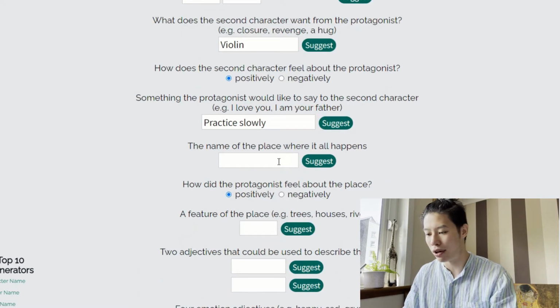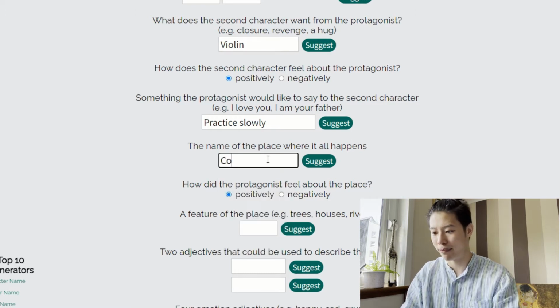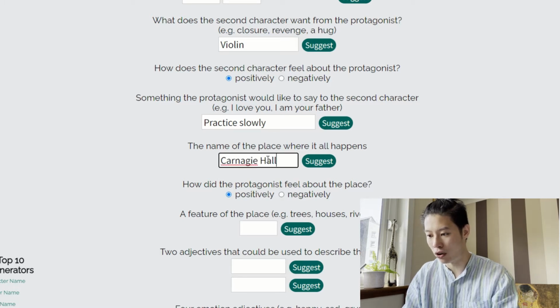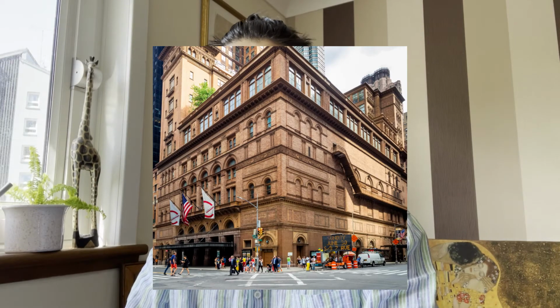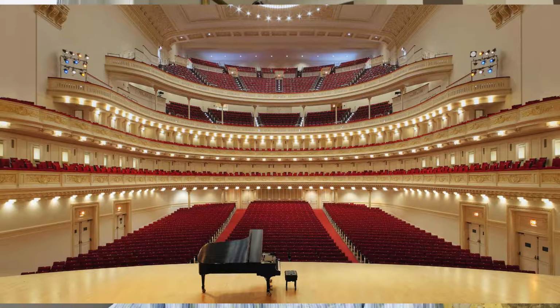The name of the place where it happened, of course, none other than the Carnegie Hall. Now, for those of you who do not know, Carnegie Hall is in New York, America, and is considered to be this whole epitome of classical music, maybe for other music as well, a performance stage. If you can perform a recital there, then you have made it. So we're using Carnegie Hall here as a place where this happens.